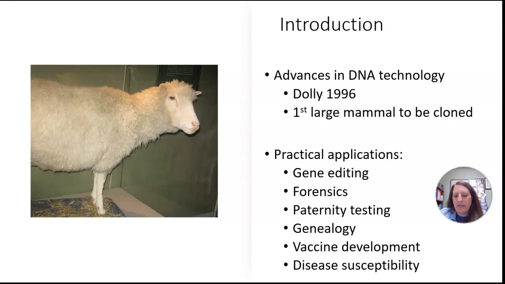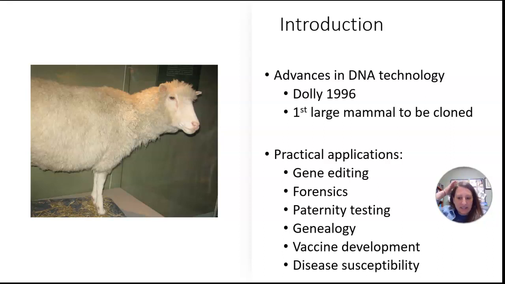So, modern day advances in DNA technology started in the 1980s-ish. DNA was discovered as the molecule of heredity in the late 1800s, and then the structure of DNA was figured out in the 1950s. And again, around the 1980s is when we started to make some really big advances in DNA technology.